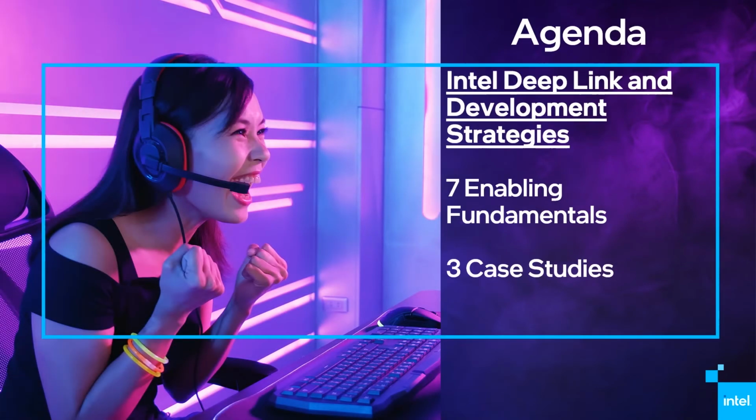The agenda for today is as follows. First, we'll go over Intel Deep Link technology and the development strategies used to employ it. Second, we'll go over 7 enabling fundamentals. So these are the basics on helping you as a developer understand how to employ it, how to use it, and some common issues that you may have to address when you're enabling the technology. And then last, we'll go over 3 different case studies that highlight different aspects of enabling Intel Deep Link technology.